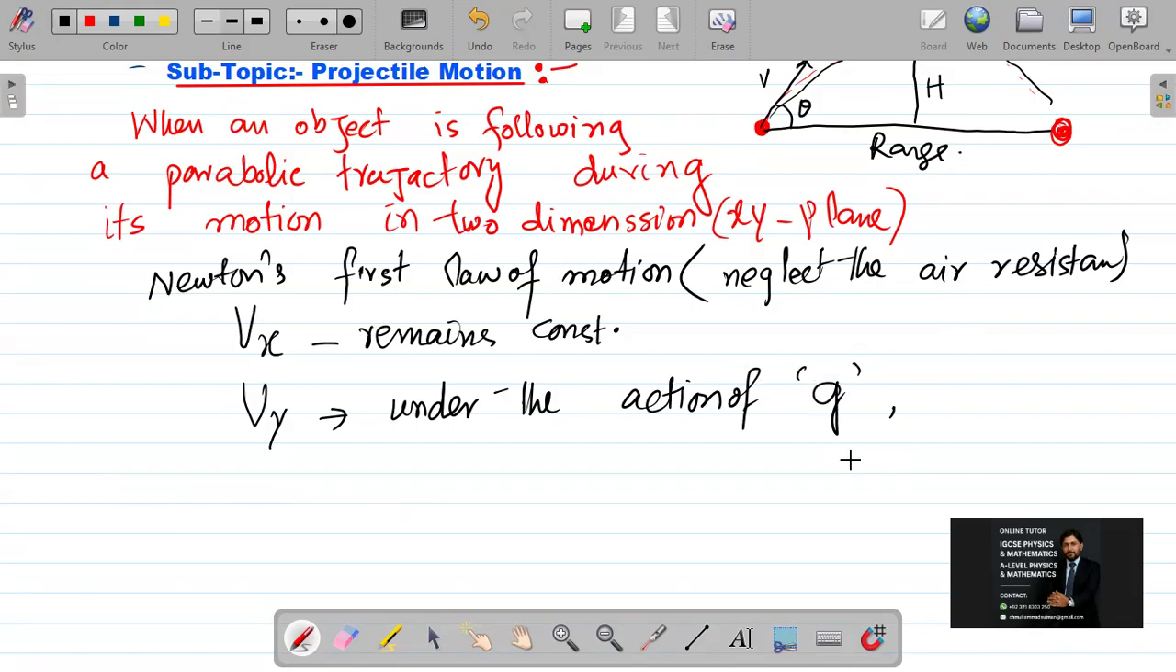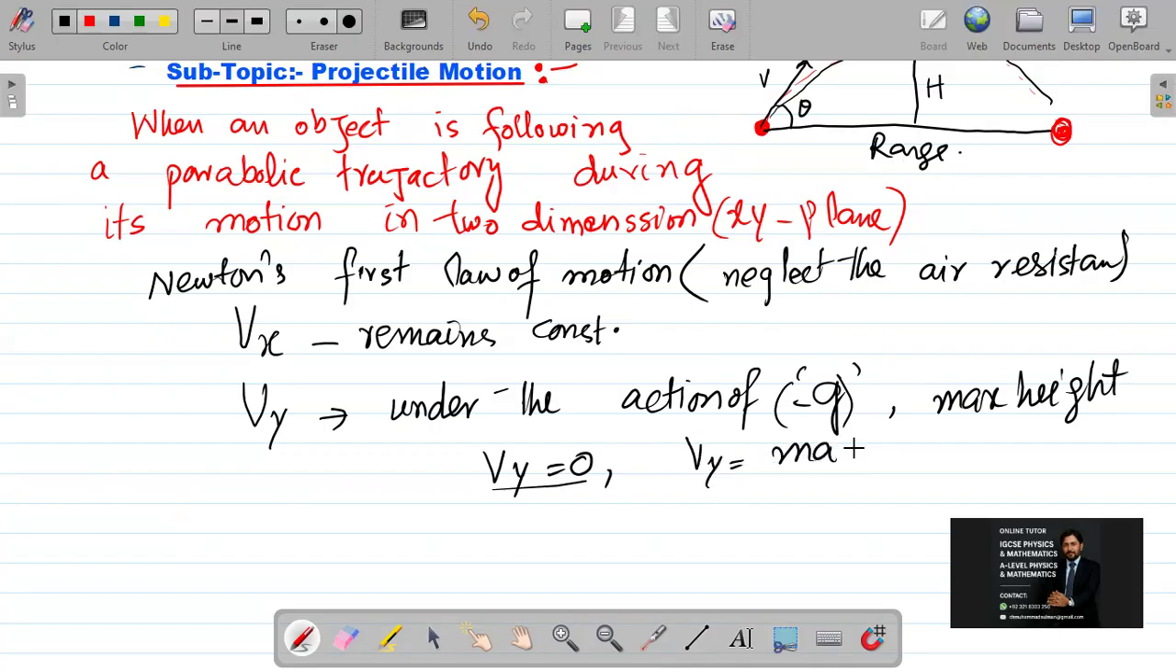Then at its maximum height, my Vy is equal to 0. And then again, when it is coming down, it shows positive acceleration. And for the upward motion it is taken as negative g. While reaching maximum height, Vy is 0. And when it is hitting the ground, Vy again has its maximum value just before hitting.